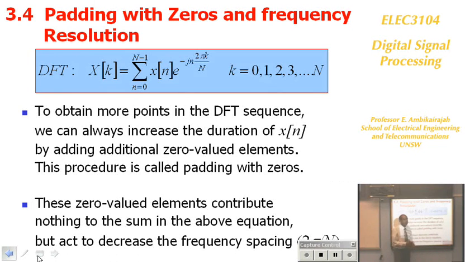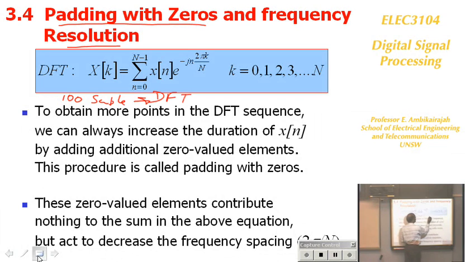Okay, the next part is padding with zeros and frequency resolution. What is padding with zeros? As I said to you before, a DFT could be of any sequence. Like you could have 100 samples and take the DFT, and you get 100 frequency points. But I showed you earlier how to calculate the DFT. You have to evaluate the summation, real part and imaginary part. It takes a long process.